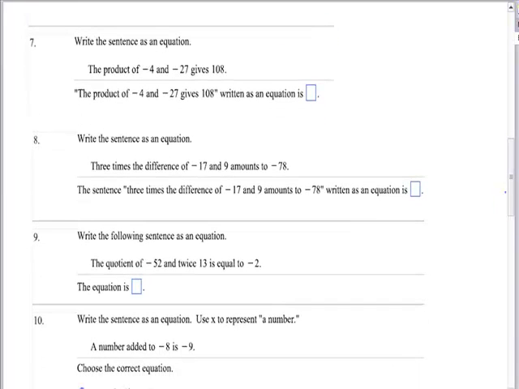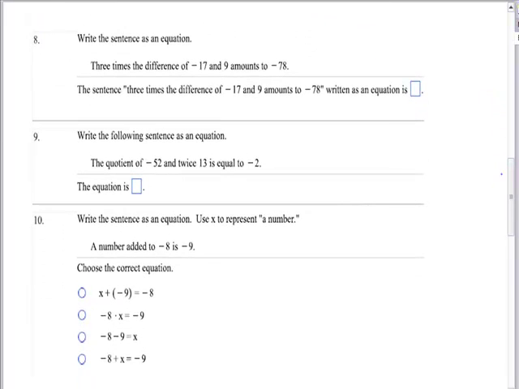Next one. The product of -4 and -27 gives 108. The verb gives. That's going to be my equal sign. So product of, I'm going to multiply. -4 and -27 gives 108. This would be acceptable. You could use parentheses around these two numbers instead. There really are quite a few ways you could write it.